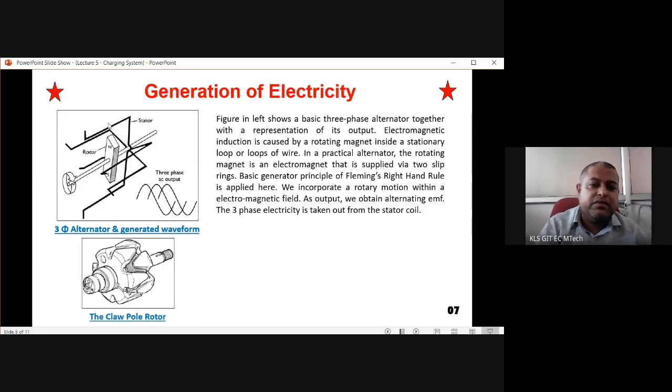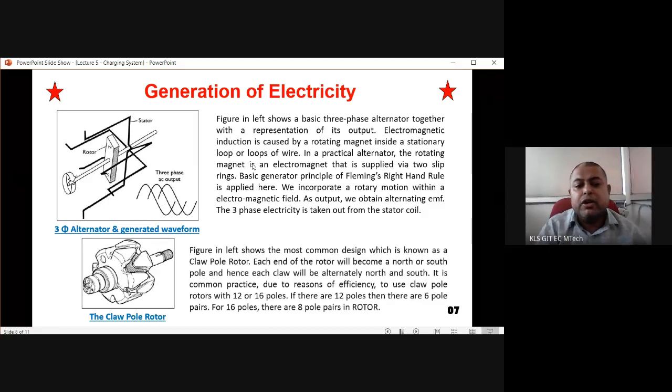So this is the stator configuration which is shown, and the claw pole rotor. So there is a claw pole rotor which we are finding. It is the common design. Each end of the rotor will become a north or south pole. That means it gets polarized, north pole, south pole, magnetized. Okay. And each claw will be alternately north and south. So they are alternately north and south. There is not a fixed north or fixed south. As they rotate throughout the circle inside the core, the polarity changes.